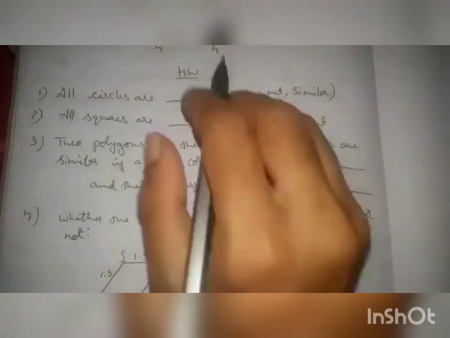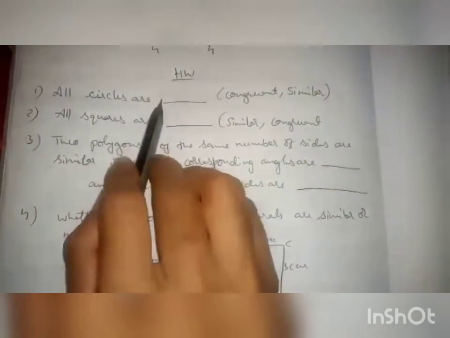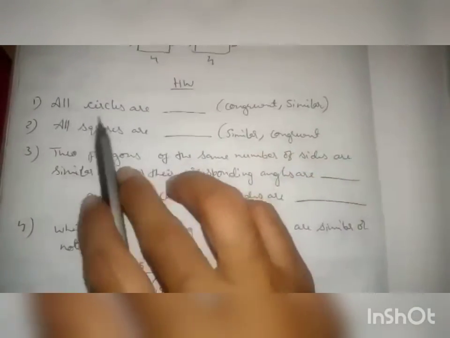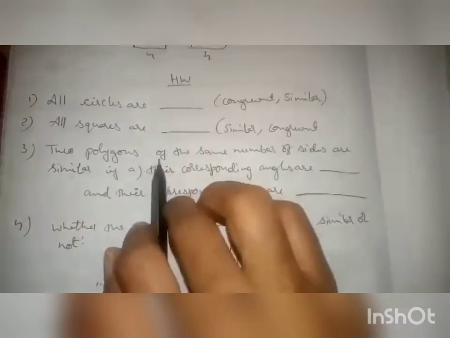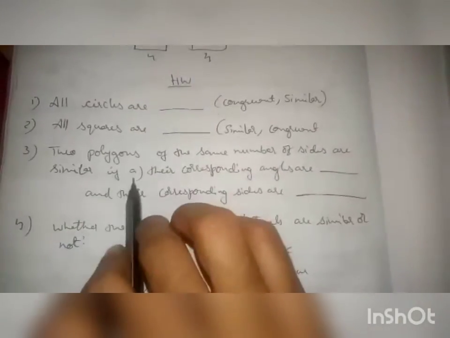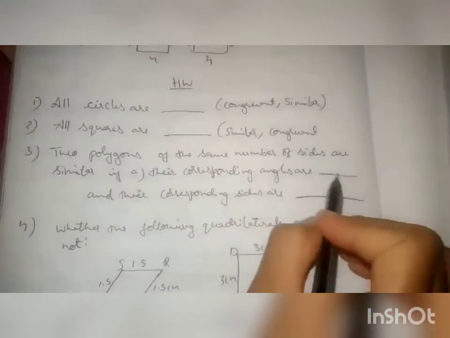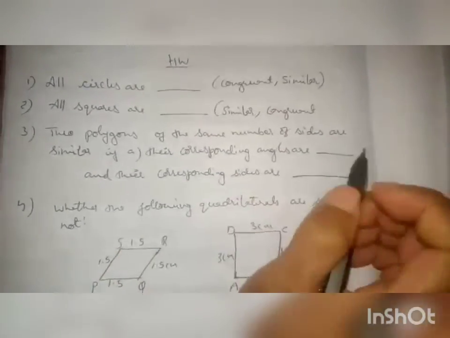Take down some homework problems. All circles are dash, congruent or similar. You have to pick it and write. All squares are dash, all squares, right? Two polygons of the same number of sides are similar if their corresponding angles are dash and their corresponding sides are dash.